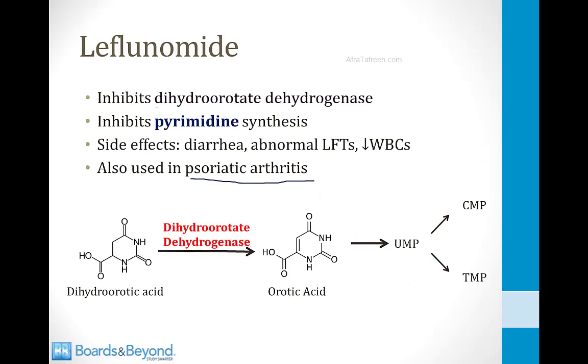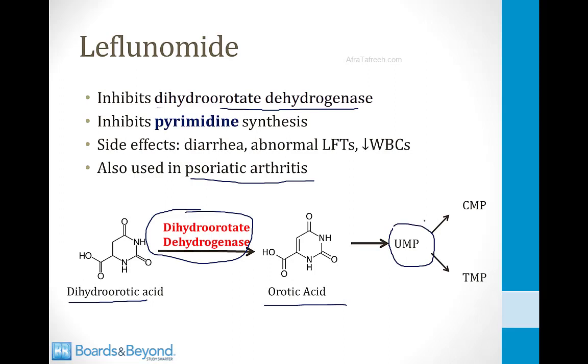Leflunomide inhibits an enzyme called dihydroorotate dehydrogenase. This enzyme is responsible for converting dihydroorotic acid into orotic acid. In the biochemistry modules on pyrimidine synthesis, I talk about how orotic acid can be used to synthesize uridine monophosphate, and from uridine you can derive cytidine and thymidine. So if you blunt the synthesis of orotic acid, you blunt the synthesis of nucleotides.